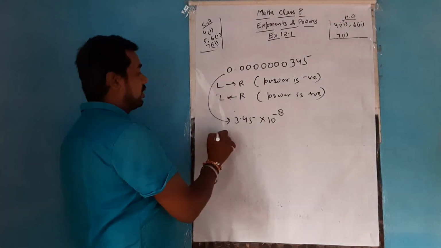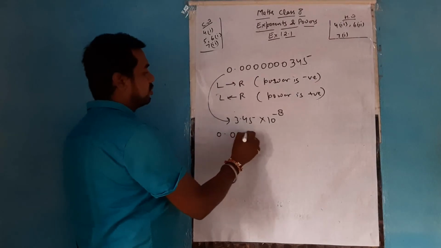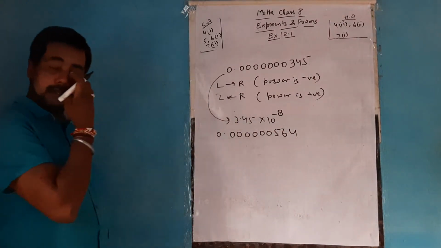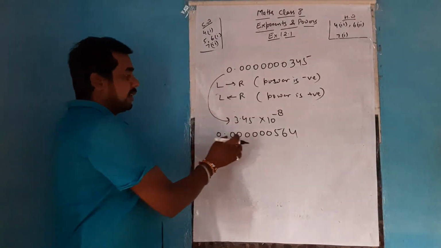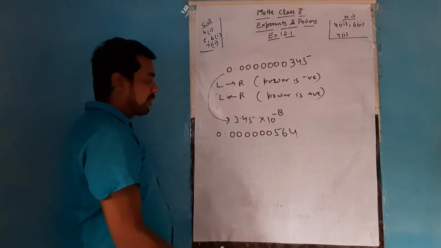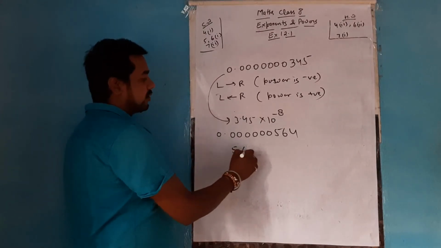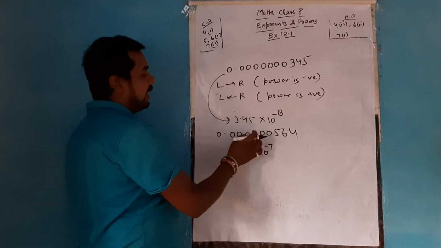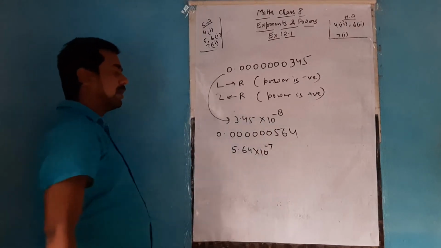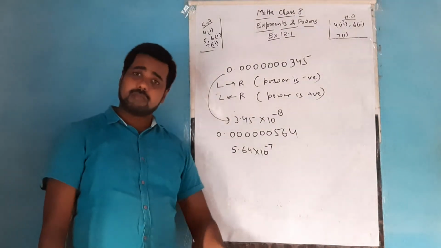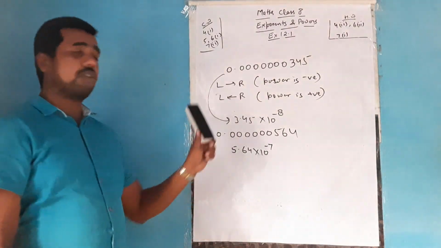I'm showing you one more example. Suppose 1, 2, 3, 4, 5, 6, 5, 6, 4. You will see that there are 6 zeros and the decimal has to be shifted after 5. So we will write it as 5.64 into 10 to the power minus 7. As 6 places here and one more place of 5, that becomes 10 to the power minus 7. This way I am shifting the decimal from left to right.